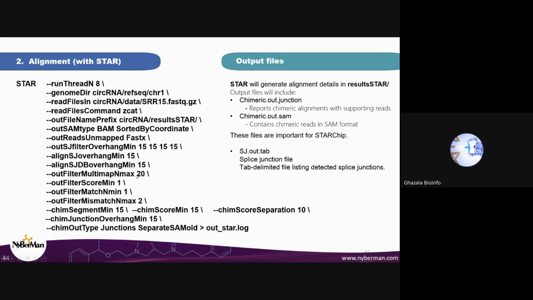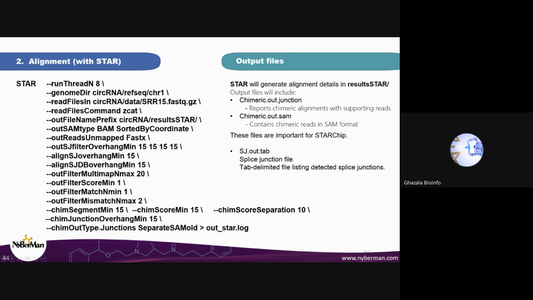For example, if the sequence length is very short in our data, for example reads of 10 base pairs, then we will be modifying the parameters. If it is 10 only, we cannot make the minimum 15, right? In that case it will not identify any circular RNAs on the junction files. So based on the data, that's why data pre-processing is important before processing, because we need to know the data, and based on that we will be modifying these parameters.